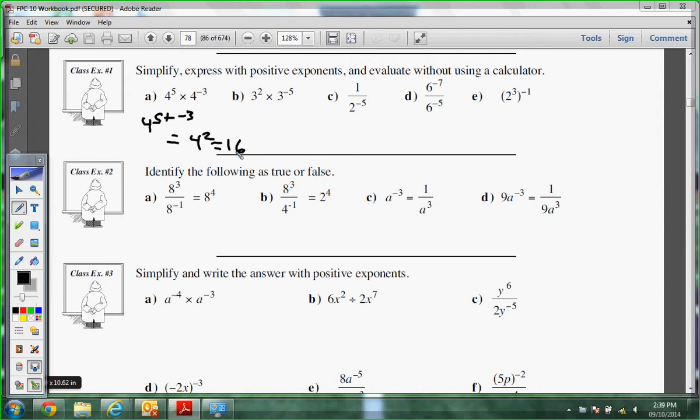Okay, 3 squared times 3 to the negative 5. That means it's going to be 3 to the 2 plus a negative 5, which is 3 to the negative 3, which is 1 over 3 cubed, which is 1 over 27.